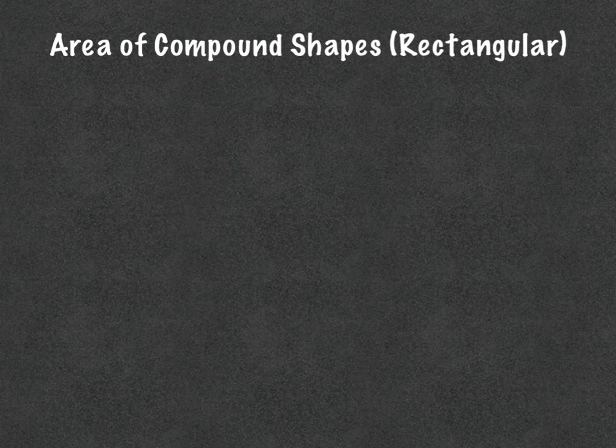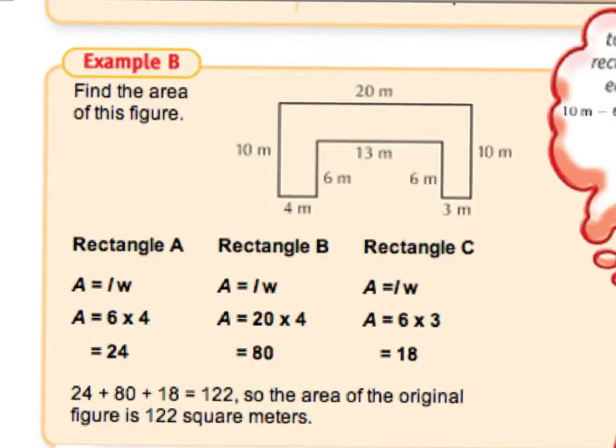Okay, let's find the area of compound shapes. So remember, a compound shape is an irregular shape, one that we don't really have a name for, and it's usually a combination of two or more shapes. The ones we're going to talk about today are combinations of different rectangles.